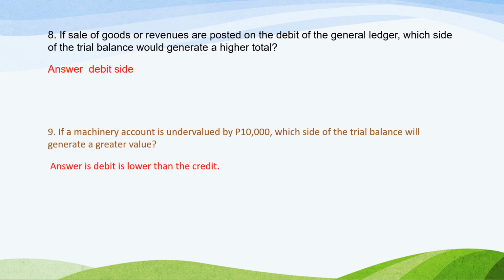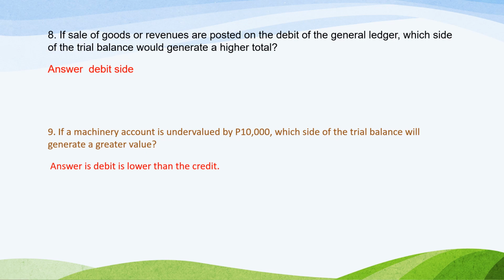Number 8. If sale of goods or revenues are posted on the debit of the general ledger, which side of the trial balance would generate a higher total? So, the answer is the debit side because ang amount from the credit side was incorrectly posted in the debit side.